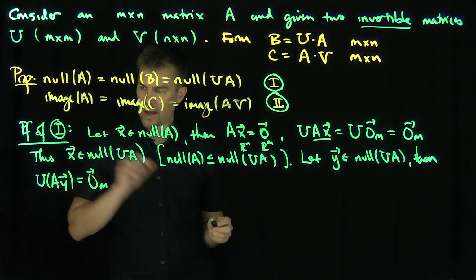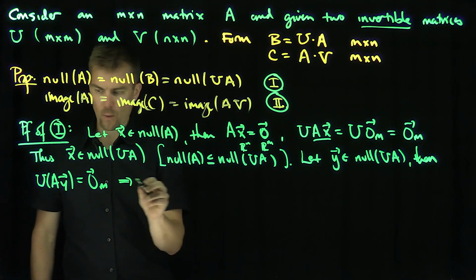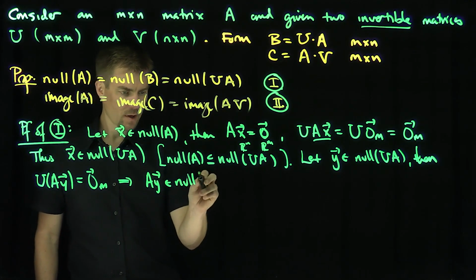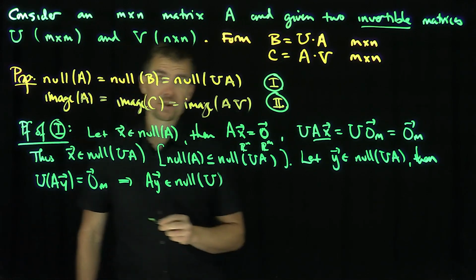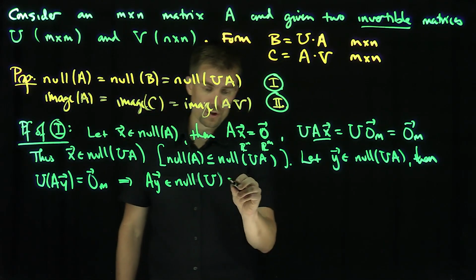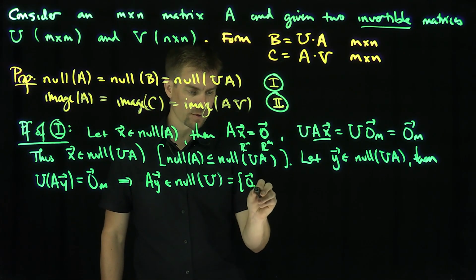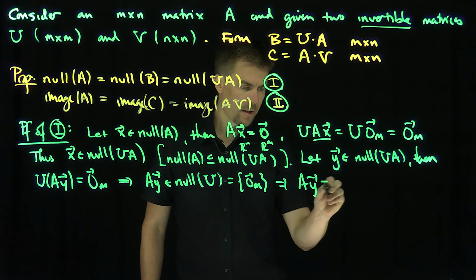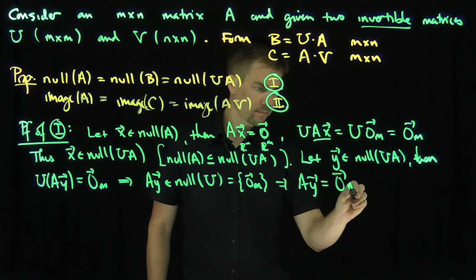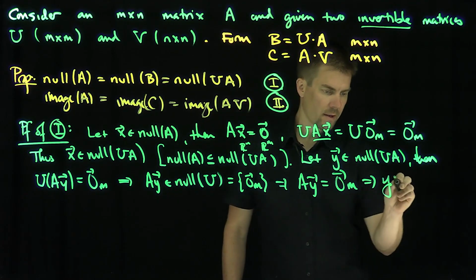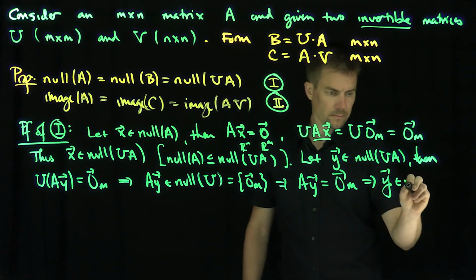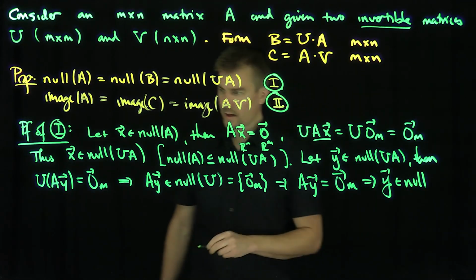And this implies that AY is in the kernel of U, right? So AY is in the null space of U. But since U is invertible, the null space of U is just the 0 vector, the m-dimensional 0 vector, right? And that implies that AY is equal to the 0 vector. And that implies that Y is in the kernel, or the null space, of A.